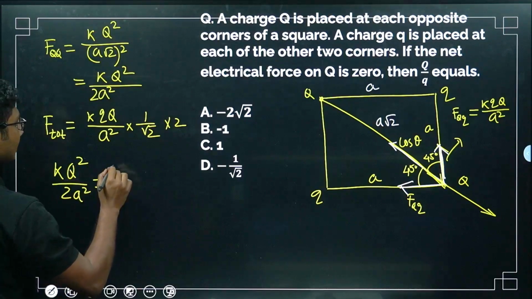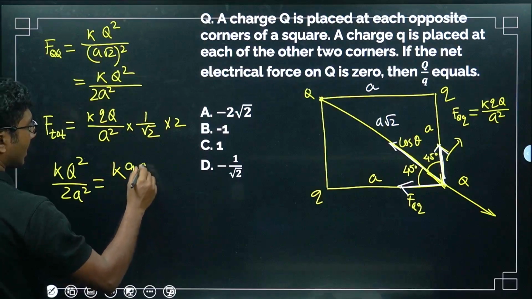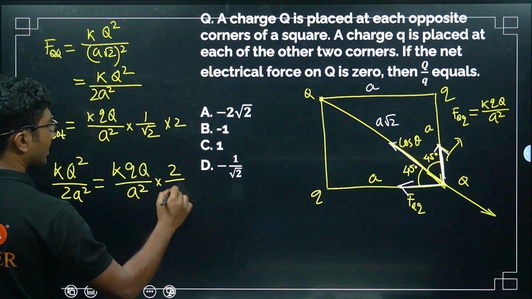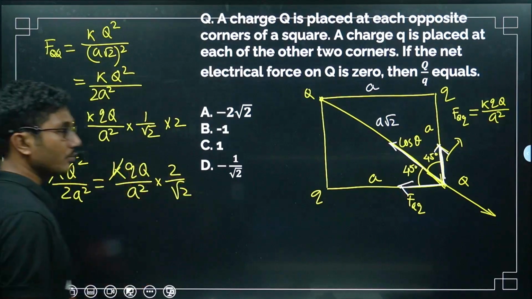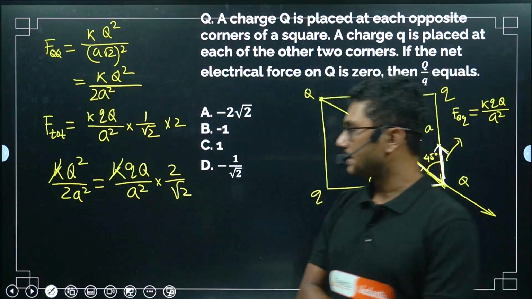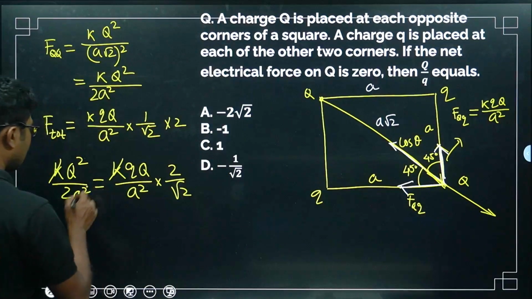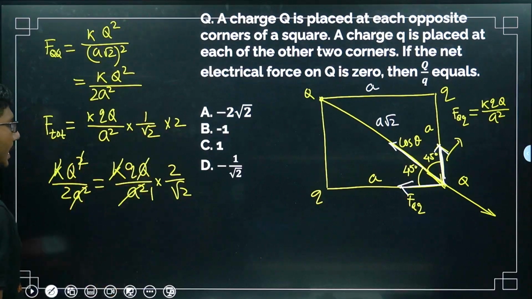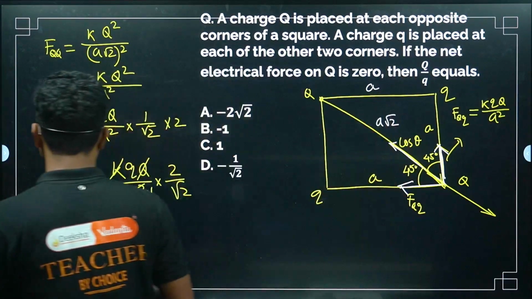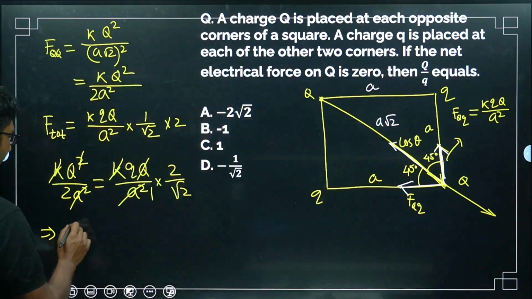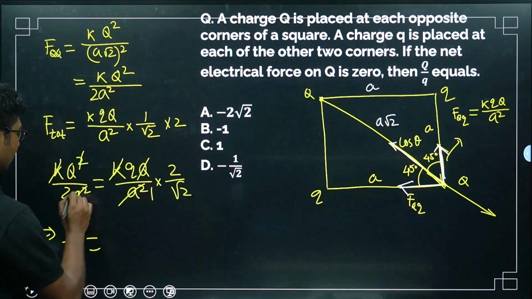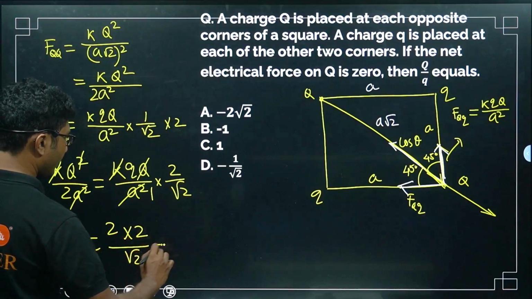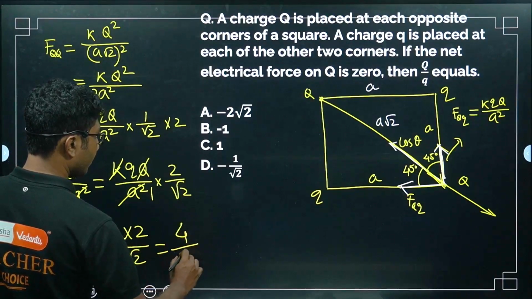While solving this problem in your notebook, if you are in a hurry, you can check what all are common and remove them directly. For example, you don't need to keep writing K, because that will automatically cancel. Also A square is common, it will cancel. One of the Q is common, it will cancel. What they have asked you to find is capital Q by small q. So this 2 will go up, 2 times 2 divided by root 2. So it is 4 by root 2.